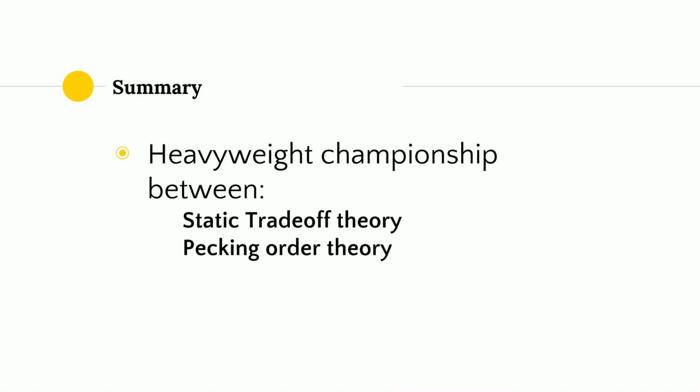All right. So, in summary, this paper is ultimately a one-to-one heavyweight championship between the stories of static trade-off and pecking order. In discussing these 2 theories, I decided to subdivide the Myers discussion into 3 problems and 3 propositions. Now, he doesn't mention these so explicitly in the paper, as I will, but I think this is what we can get from the story.